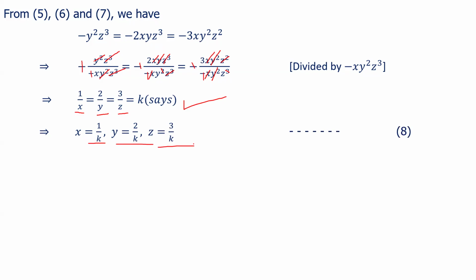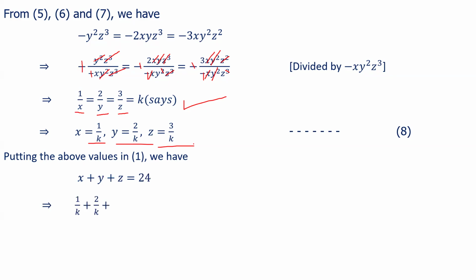Now putting all these values of x, y, z in the equation number 1. What is equation number 1? Equation number 1 is x plus y plus z equal to 24. So the value of x is 1 by k plus 2 by k plus 3 by k equal to 24. So it gives us 6 by k equal to 24, and hence k is equal to 1 by 4. Now we substitute the value of k in this equation number 8, then we are able to get the value of x, y, and z.